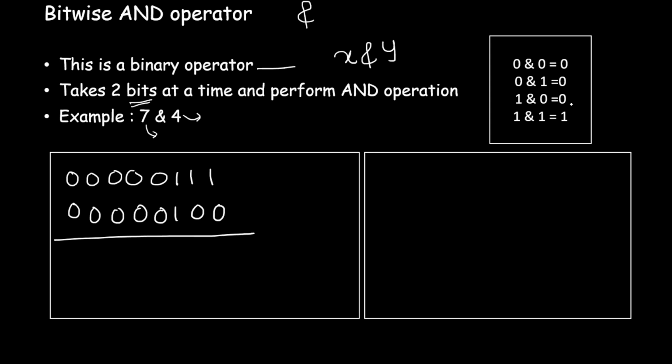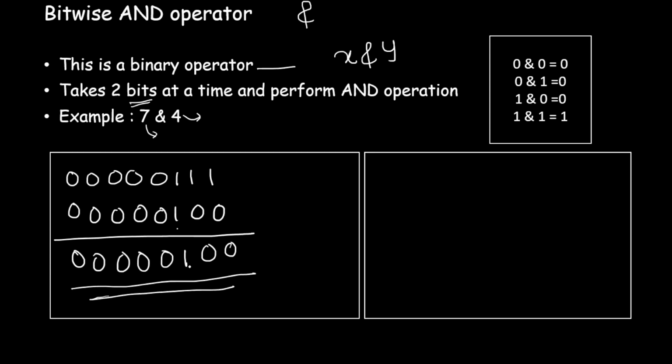So, 1 and 0, according to this, is 0. Similarly, 1 and 0 is 0. 1 and 1 will give a result 1. 0 and 0 will give a result 0. Now this is in binary format. If you convert this into a decimal number, it is nothing but 4. Again, you can refer to the tutorial on binary to decimal conversion under the playlist Digital Computer Fundamentals. So 7 bitwise AND 4 gives you a result 4.